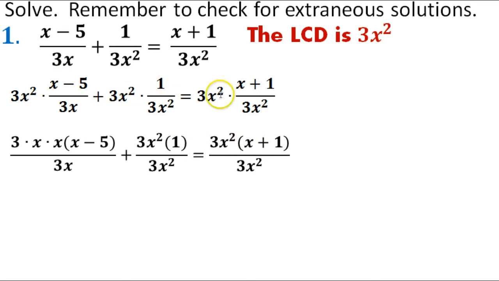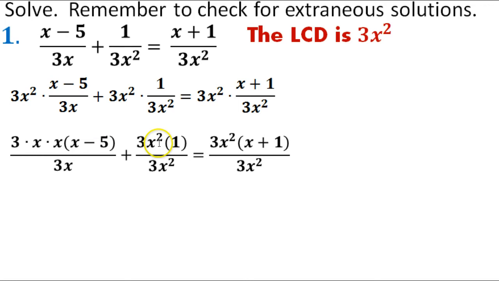3x squared times 1, 3x squared times x plus 1. Notice I have parentheses here. This one I didn't. This one I sectioned it out. 3x squared is the same thing as 3 times x times x. I just sectioned it out because it's going to make it a little bit easier for the next step that we're going to do. Okay, now that we've done this, we've got our lowest common denominator.